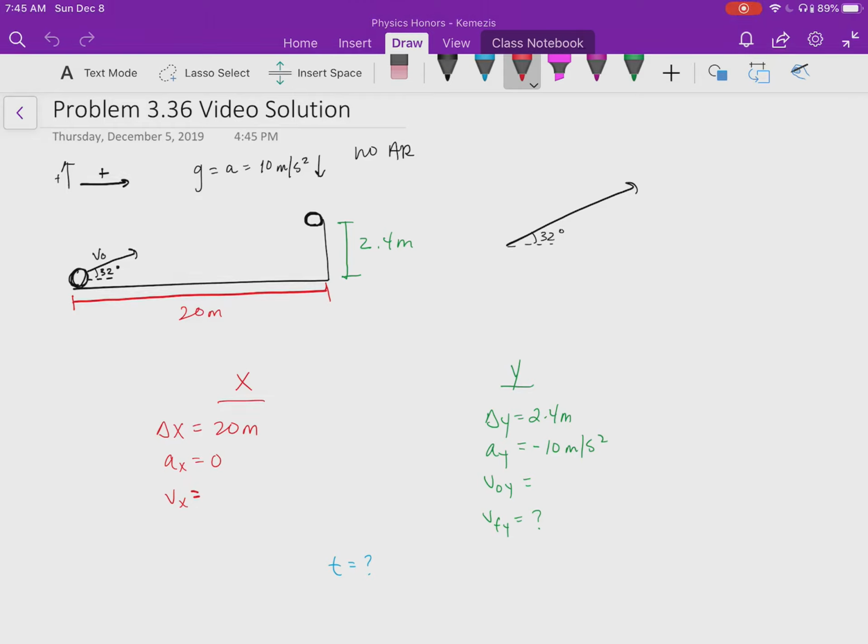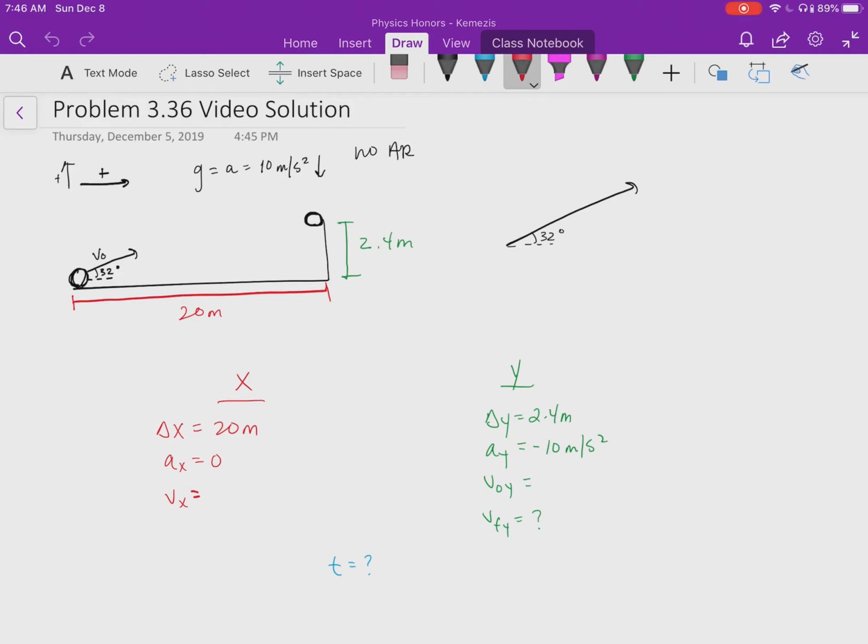Okay, so here is the video solution from the problem we did in class on Thursday, where we had a soccer ball being kicked 20 meters from the goal and striking the goalpost, which is 2.4 meters up. And this is all that we know. I've defined directions: up is positive and to the right is positive. So both of our displacements in the x and y direction are positive, 20 and 2.4.